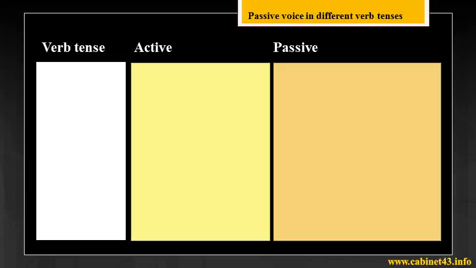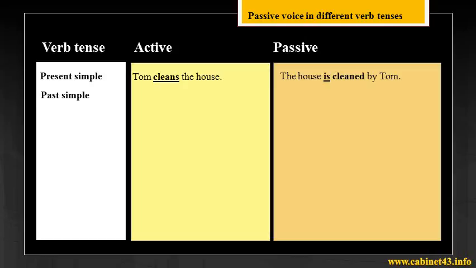Passive voice in different verb tenses. Let's see how different verb tenses transform when in passive sentences. Present simple. Tom cleans the house. The house is cleaned by Tom. Past simple. Sam repaired the car. The car was repaired by Sam.